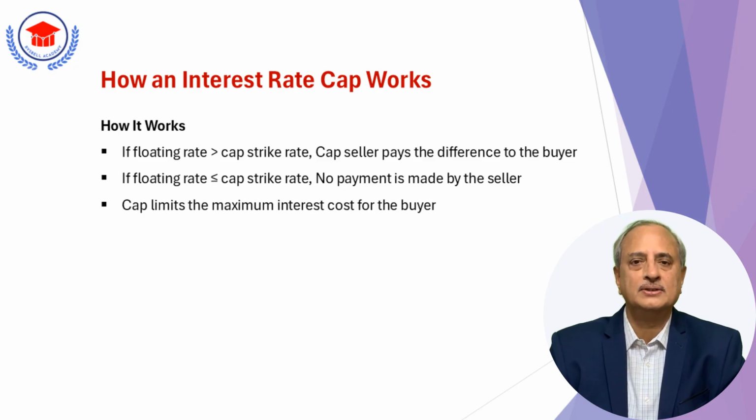Here's how it works. If the floating rate rises above the cap's strike rate, the seller of the cap compensates the buyer for the difference between the floating rate and the cap strike rate. This helps the buyer limit the maximum interest rate they have to pay. If the floating rate stays below the cap's strike rate, the buyer doesn't receive any compensation or need to make any payments under the cap contract.